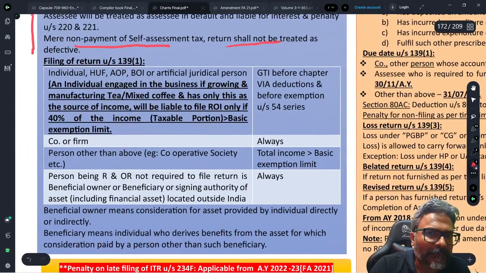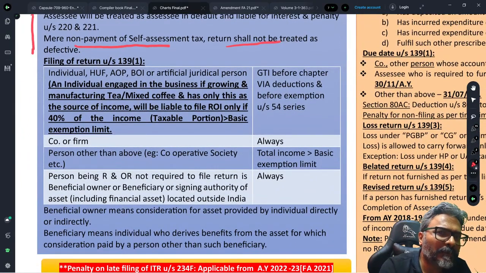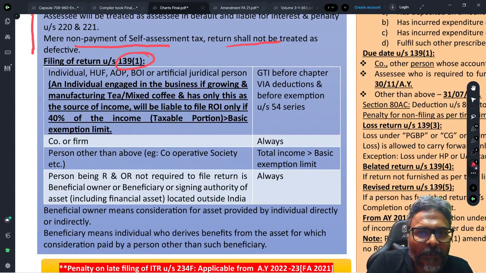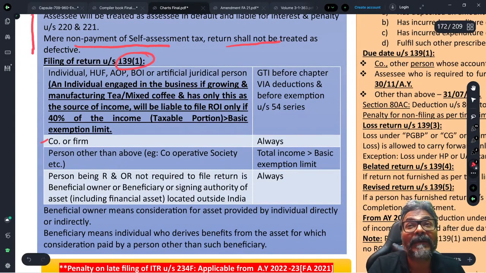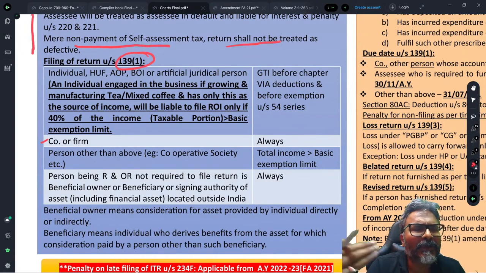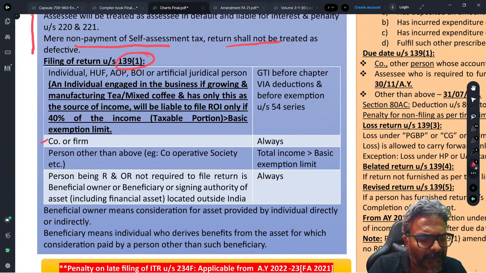Fine, students. Now, apart from that, let's have a look. Who is the person? 139.1. Section 139 subsection 1 says who is the person who is obligated to file the ROI. In that particular case, the company and the firm always are obligated to file the ROI. And I think we all are aware, we don't look into the monetary thresholds and all, but they are always obligated to file the ROI.